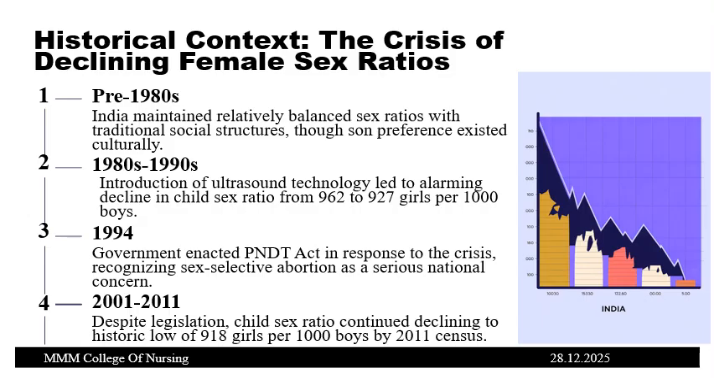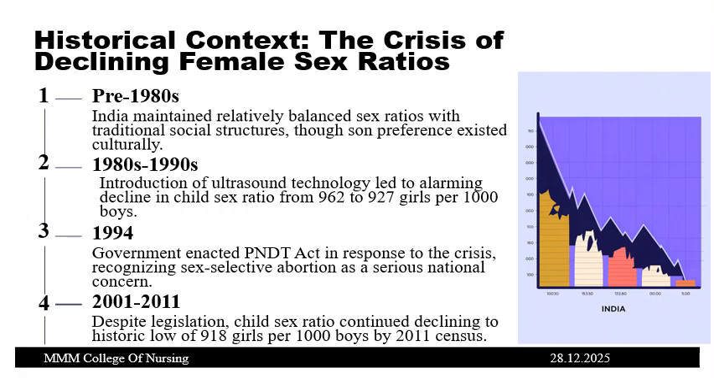Historical context: the crisis of the declining female sex ratio. Before the 1980s, India maintained a relatively balanced sex ratio with the traditional social structures, though some preference existed culturally. In the 1980s to 1990s, the introduction of ultrasound technology led to an alarming decline in the child sex ratio from 962 to 927 girls per thousand boys. For 1000 boys, there will be only around 900 girls.